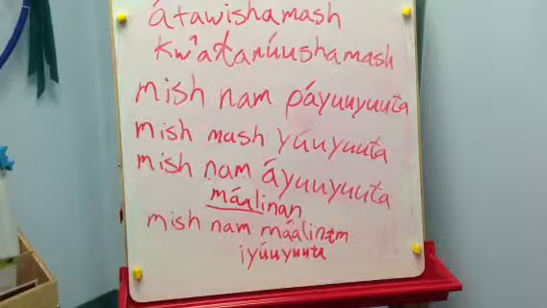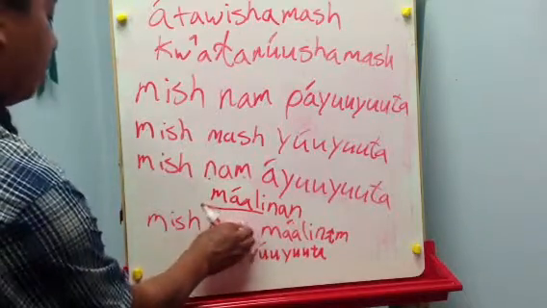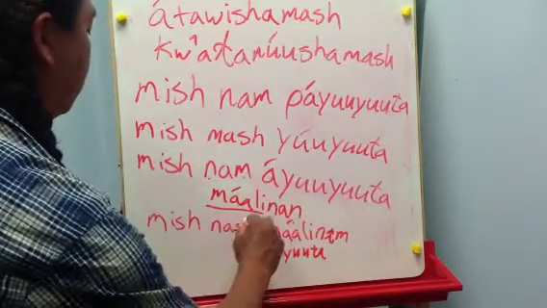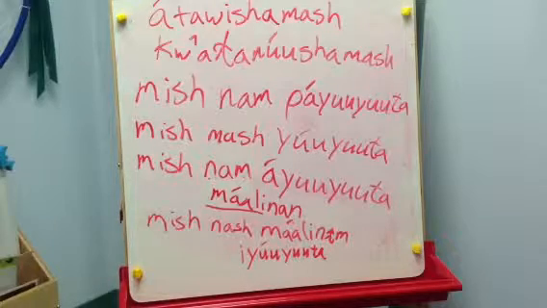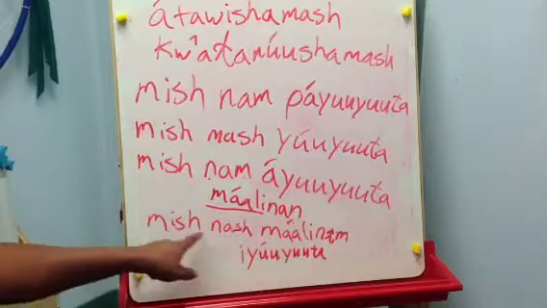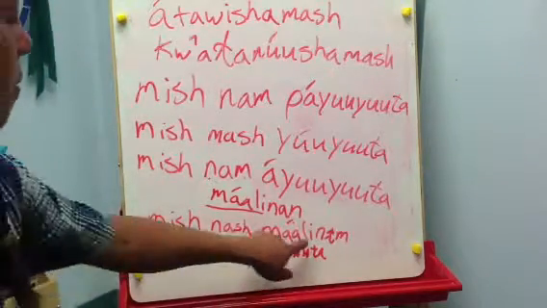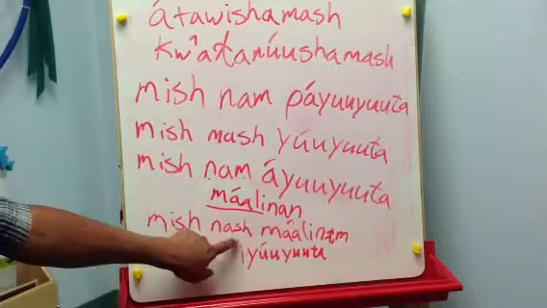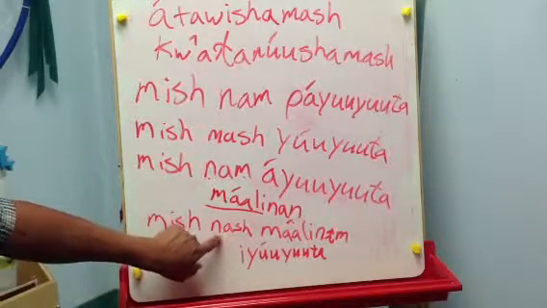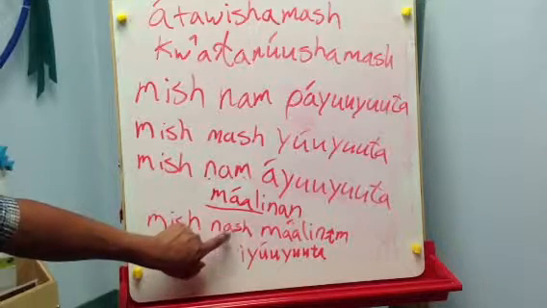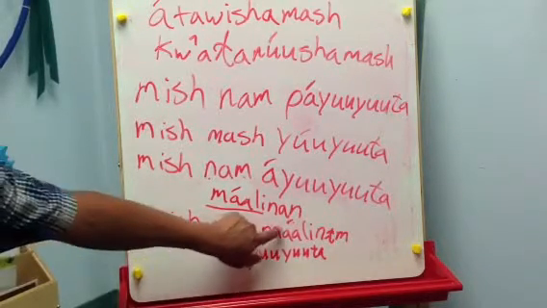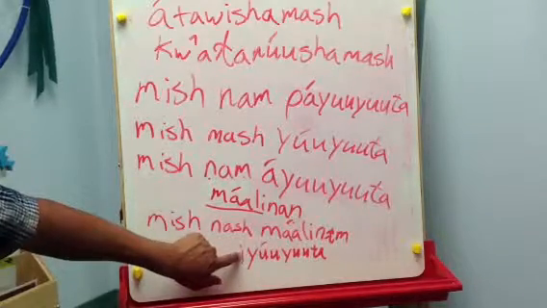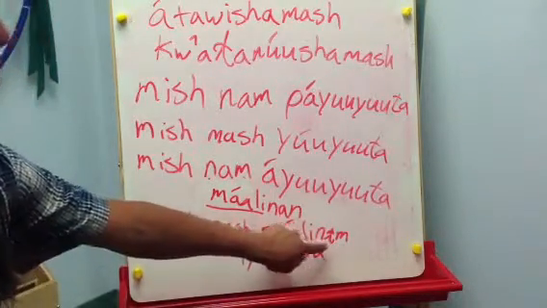Will Mary call you? Or you could change it to will Mary call me, just by adding the nash instead of the num. So Mishnash Malinum iyuyuta. Will, future tense, will Mary call me? Or will Mary call you? Depending, that's where this person, for you or me, then it goes here. And if you have the person who is the he or she, then they have to be marked with num.